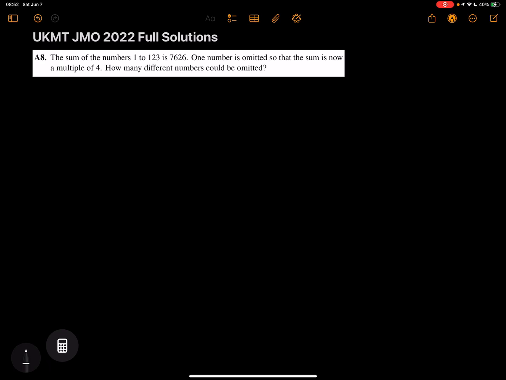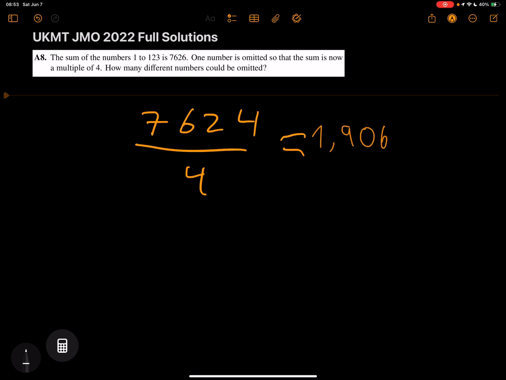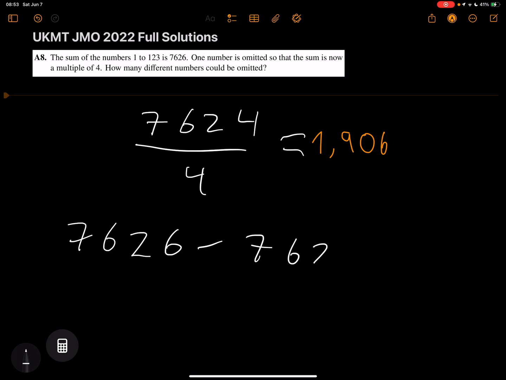So, the nearest multiple of 4 to 7,626 is 7,624. And if you divide by 4, it is indeed a whole number, right? So what we're going to do now is see what we have omitted. Well, we have omitted, this is our real number, and if we subtract it by this, we have just omitted 2.